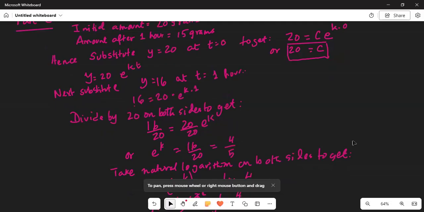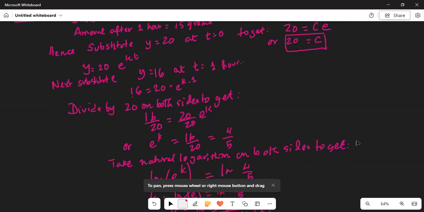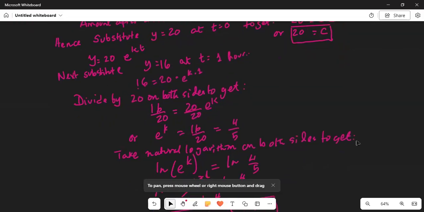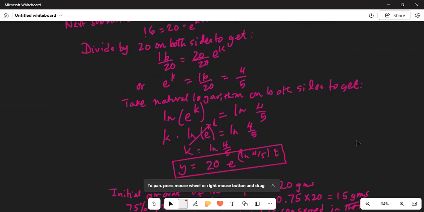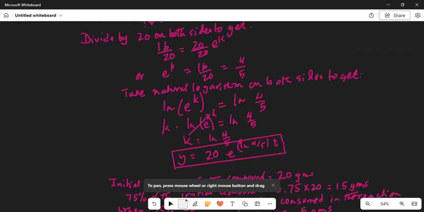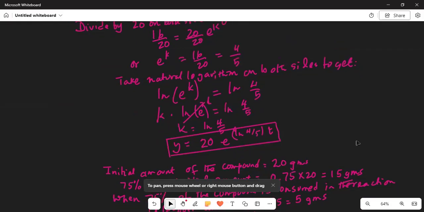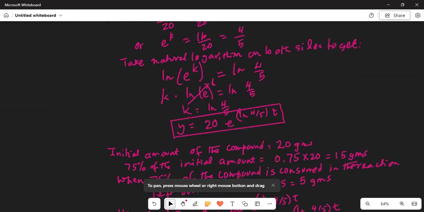Substitute t is equal to 1. So 16 divided by 20 is equal to 20 divided by 20 e to the power of k. So e to the power of k is 16 divided by 20, which is 4 over 5. And then we take natural logarithm on both sides to solve for k. k turns out to be ln 4 divided by 5.